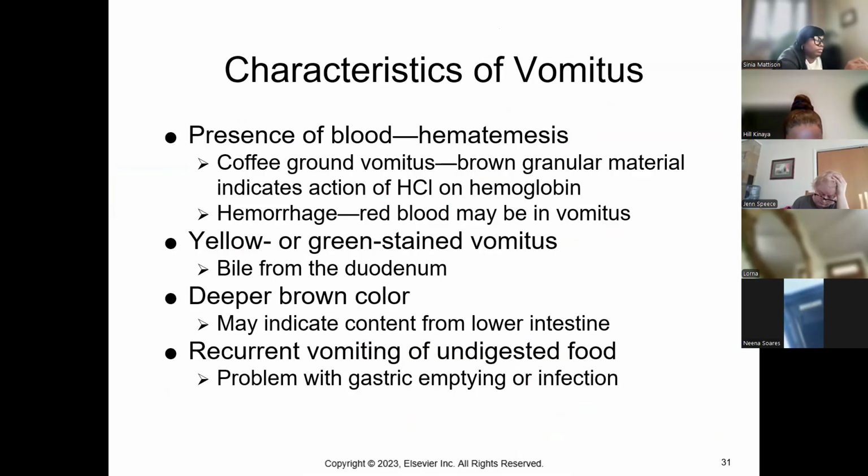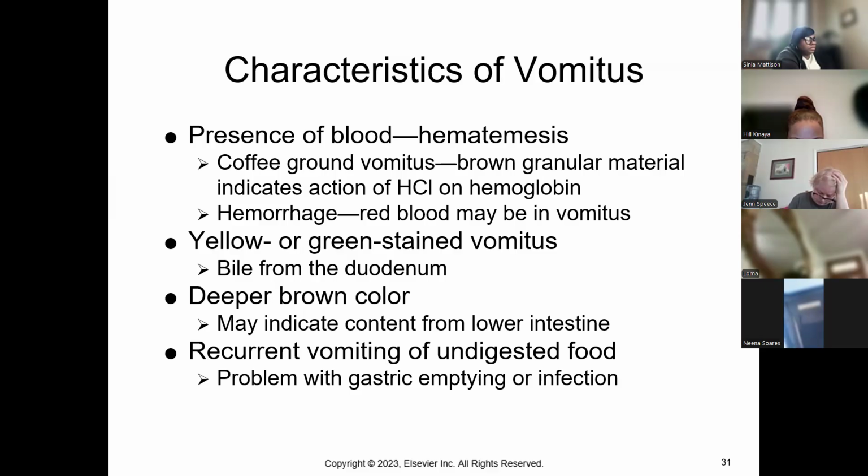Blood in the vomitus, resembling coffee grounds emesis, is brown granular material from partial digestion. This is from proteins in the blood. If the client has a hemorrhage, then you would see red blood in the vomit. Blood is foreign and it irritates the gastric mucosa.